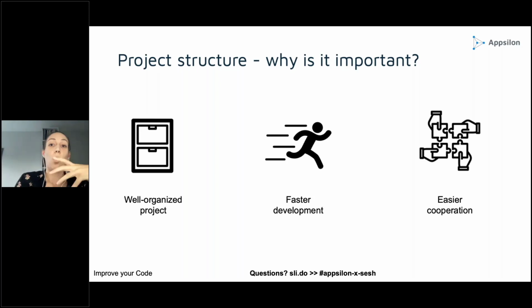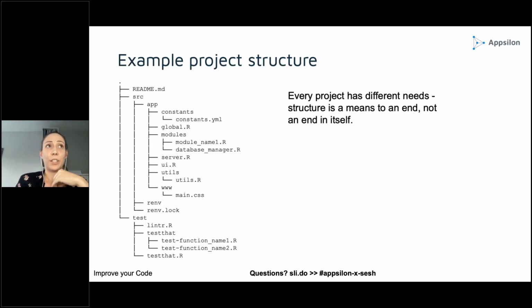And the example project structure that I have here, I will point out some interesting parts in a second. But first, what is most important to remember is that every project is different, so it will have different needs, and the project structure should serve your project and its goal, not the other way around. So just don't take this project structure for granted. Just make sure that each time you think about what's needed in your project. So what do we have here?